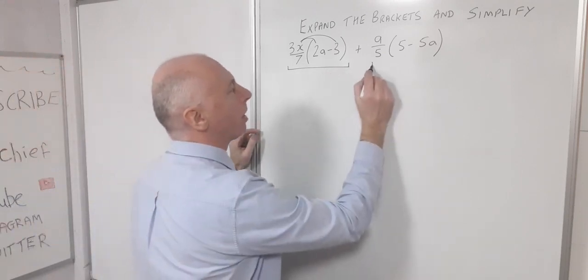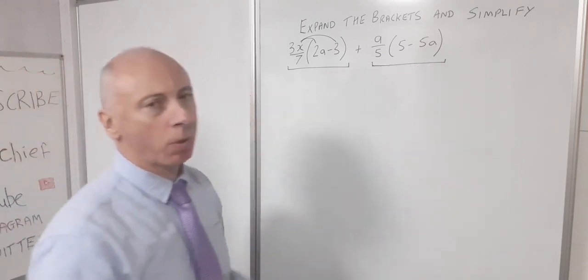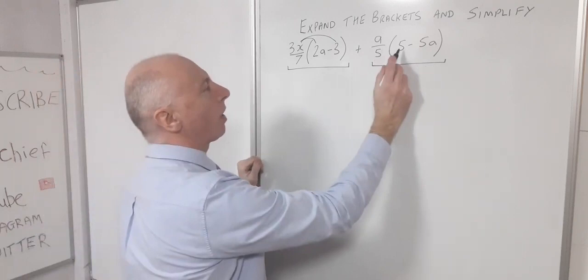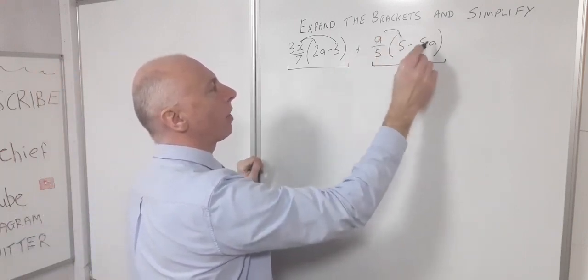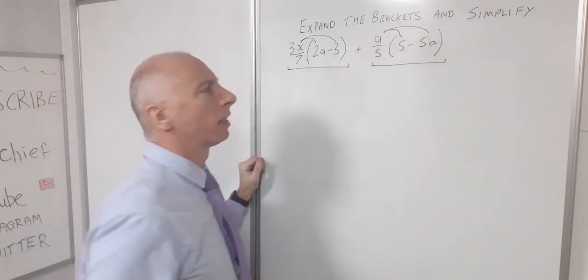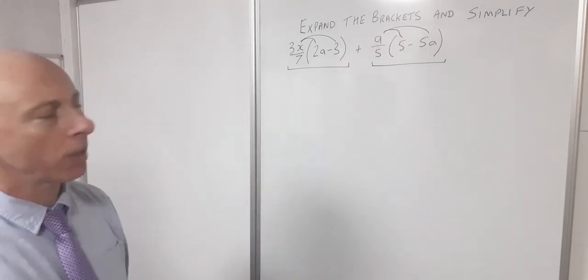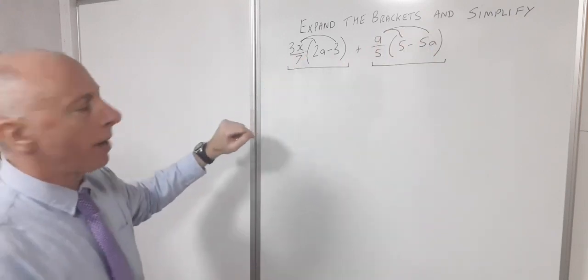Then the next bit, we'll try and expand out the brackets on this one separately. So a over 5 times 5 and a over 5 times minus a. That's our goal for this part of the question. So let's go with that.